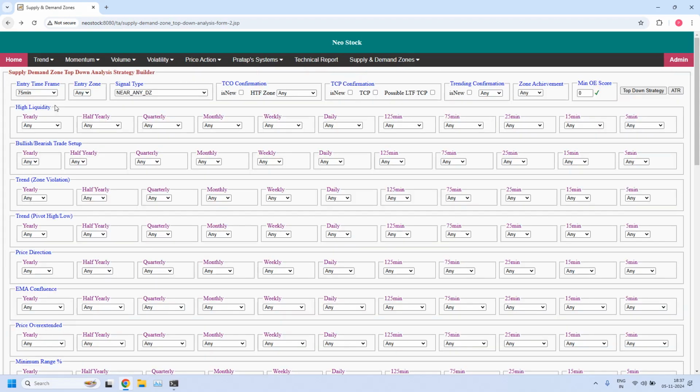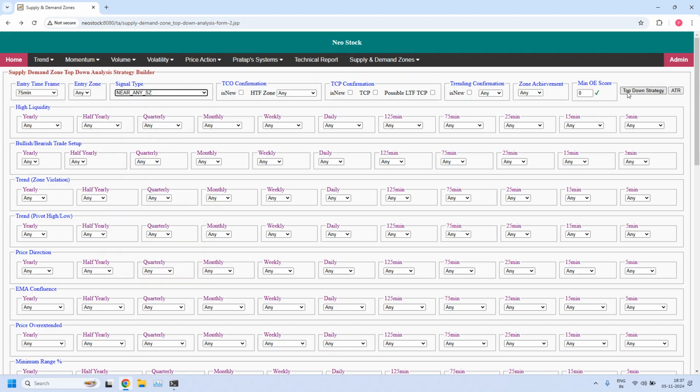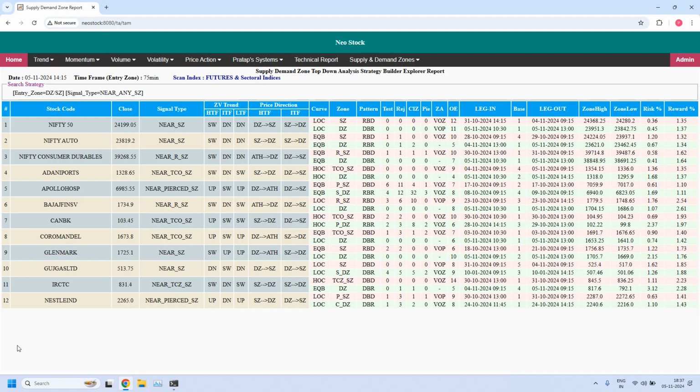Let's verify. In 75 minutes time frame, let us find the stocks near 75 minutes supply zone. So 12 stocks are filtered. Let us identify any high liquidity supply zones from this list. But this is a pierced zone, and moreover it is an indices, you can ignore it. This is a TCO.